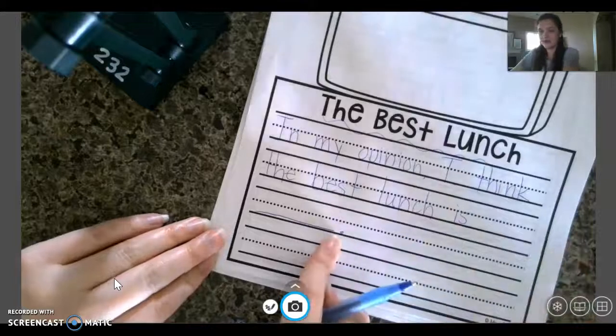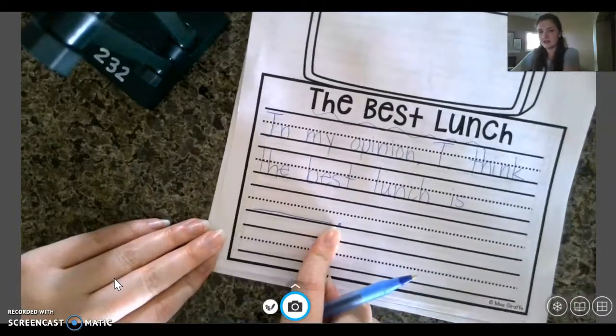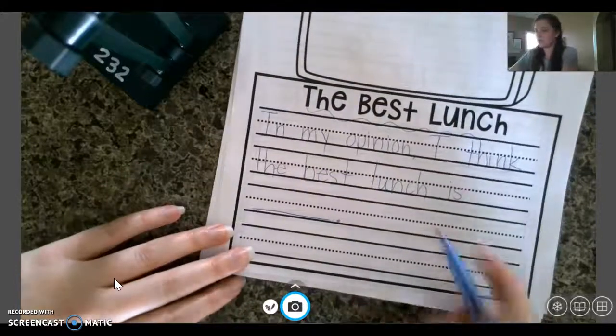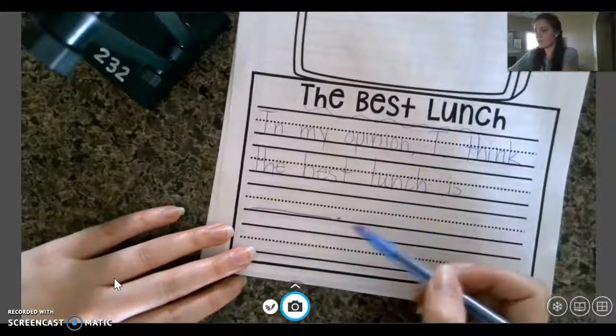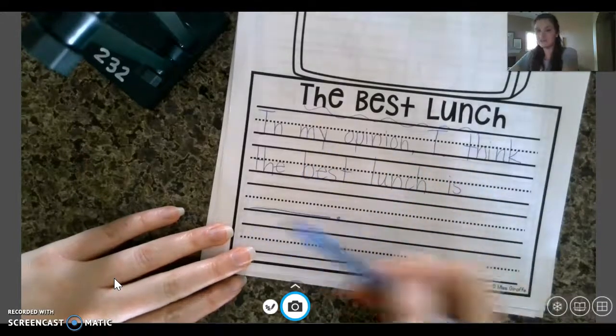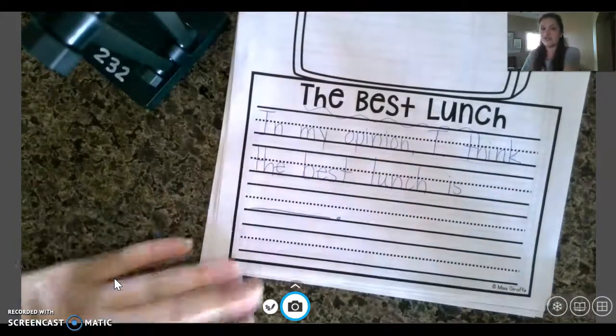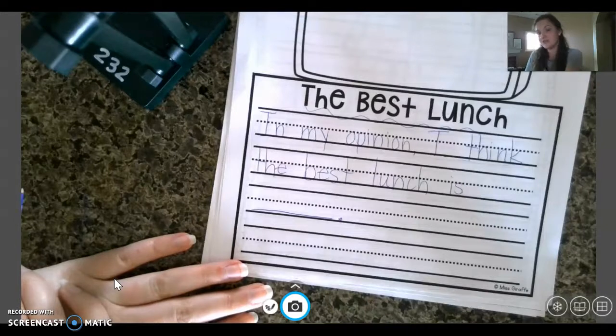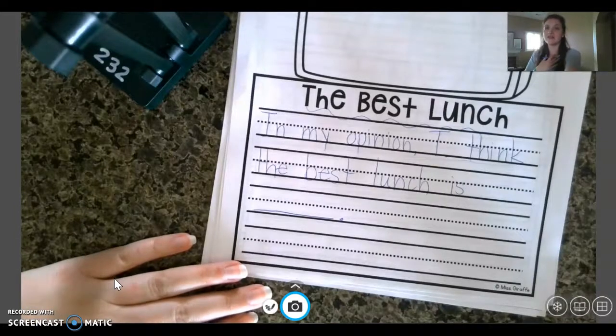Okay, remember a period comes at the end of our thoughts, or at the end of a sentence, because the sentence is a complete thought. Okay? So, in my opinion, I think the best lunch is blank. Period. Do you remember how we slow down and share our details? How do we start the first detail sentence? I feel. We're talking about our thoughts and feelings, so we're going to say, I feel this way because.